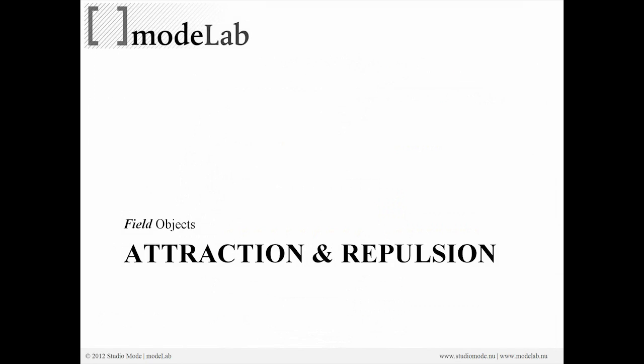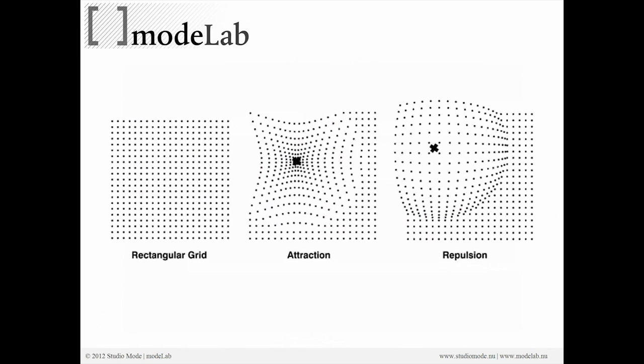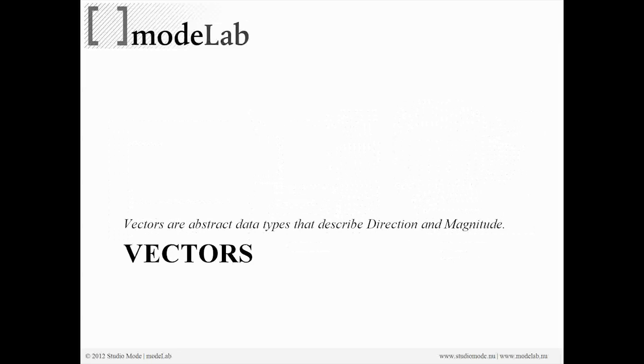The last thing we're going to look at quickly are attraction and repulsion, some new objects in Grasshopper called field objects. The idea being, could we take a series of points as attractors and begin to deform a grid based on what we find? So let's build a rectangular grid of points, add in an attractor, and see if we can't make something happen.